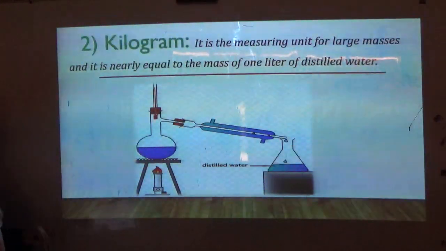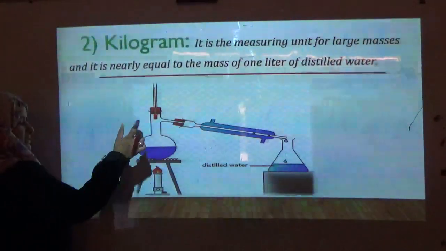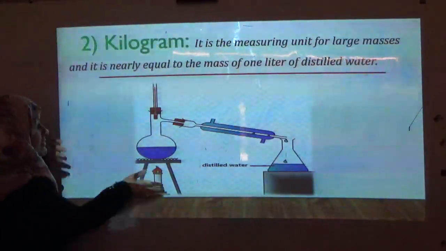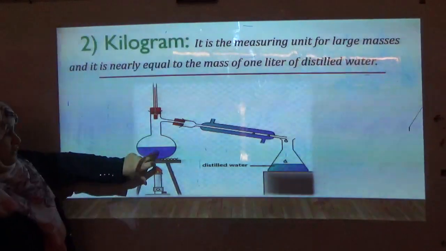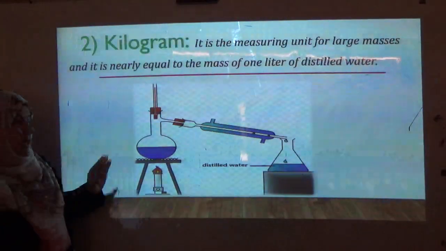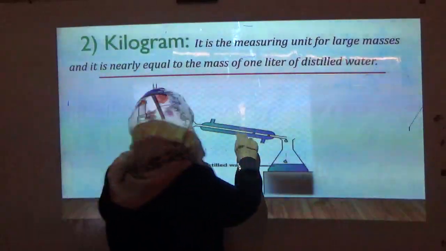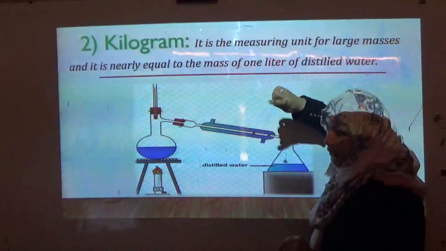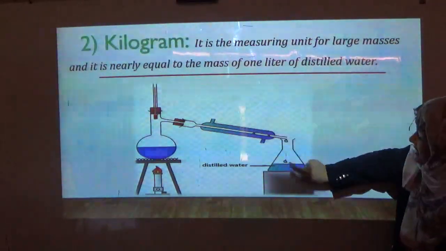Look at this apparatus and tell me. Here I have a burner, and here I have a round flask. In the round flask I put some water. I heat the water till boiling. Boiling means to change the water from its liquid state to gaseous state, or from water to water vapor. Here the water vapor will pass through this tube, and the droplets of the water vapor will be condensed on the inner surface of this tube, and they fall here.